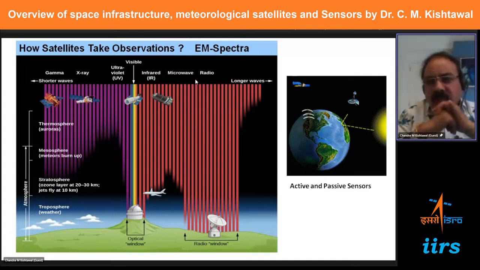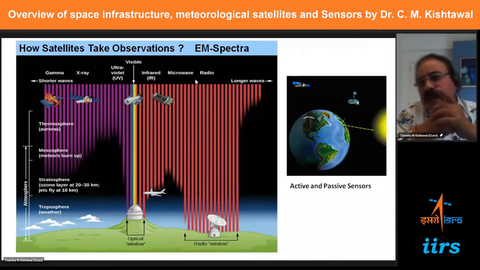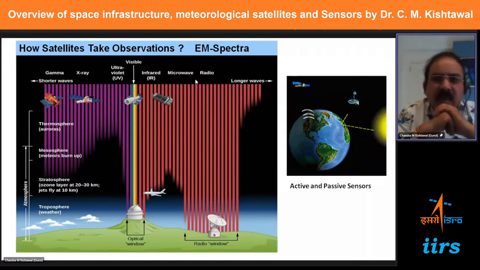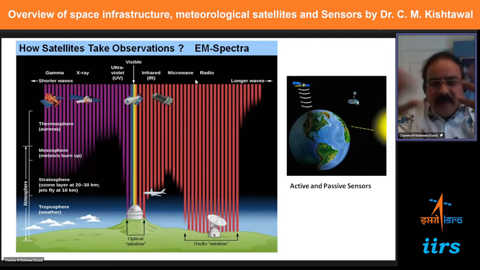Now there are two kinds of sensors in the satellite. One is called the active sensor, and one is called the passive. Actually, passive comes first. The passive sensors means basically those which do not use their own source of illumination, like our eyes. Our eyes are kind of a passive sensor because our eyes cannot work when it is dark. If there is no other source of illumination, our eyes cannot produce the light itself.